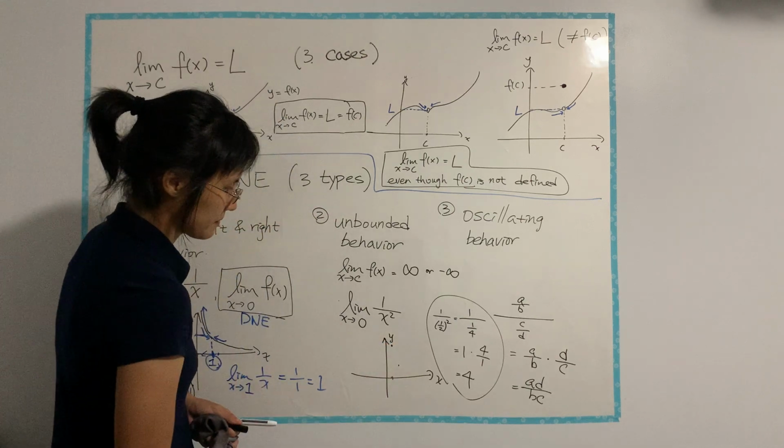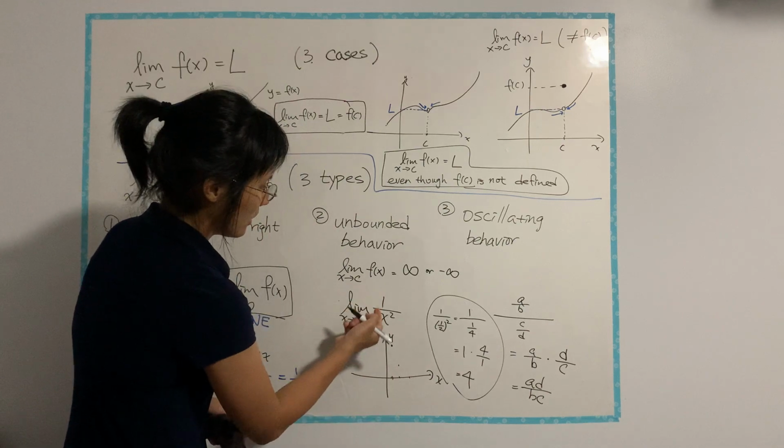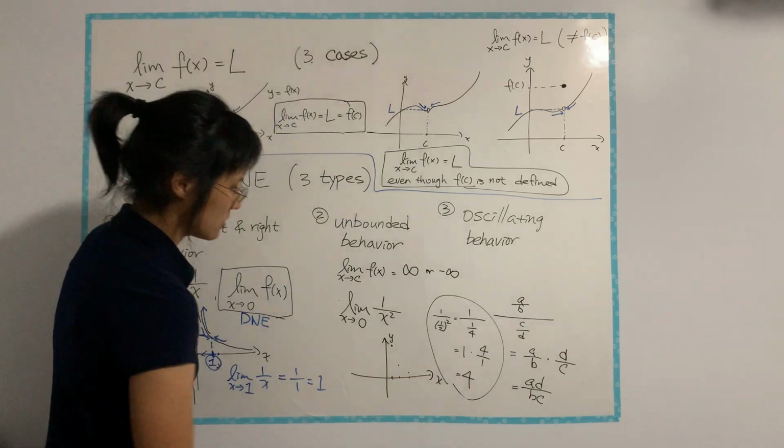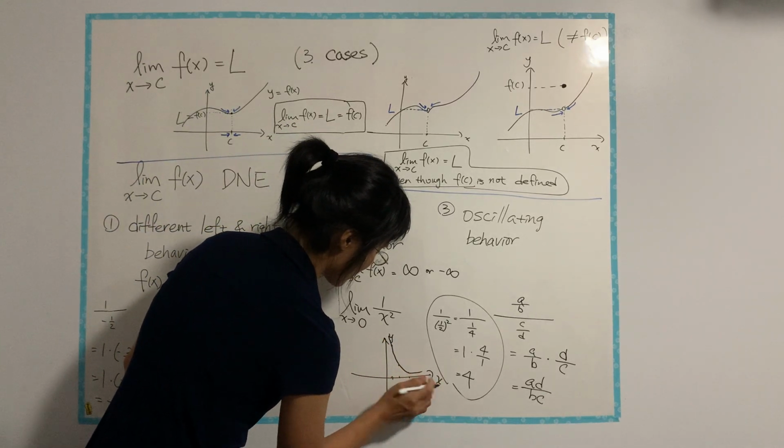Let's put it here. When x is equal to 2, so 1's here, 2's here, I have 1 over 2 squared, so that's 1/4. Let's put it down here. So we have the graph that looks like this.